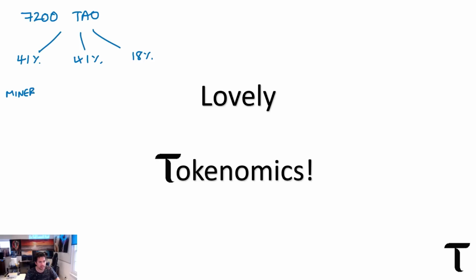So you could be a text to image miner. When a user requests a text to image prompt, that request goes to the miner, and the miner runs an algorithm and pops it out. So a big chunk of it goes to miners, a big chunk of it goes to the subnets, and a big chunk of it goes to stakers, basically, in a nutshell.